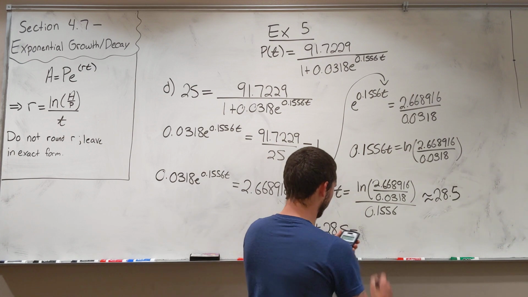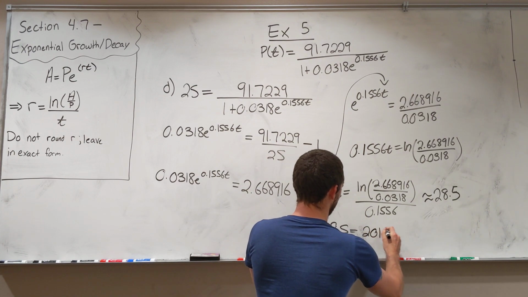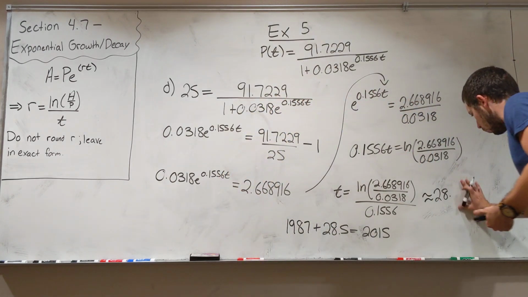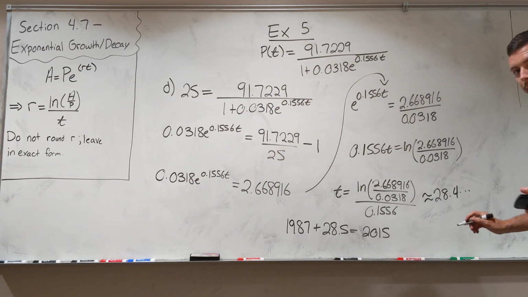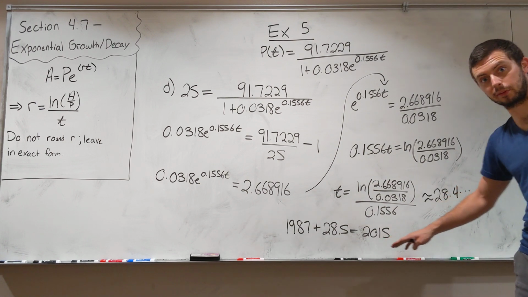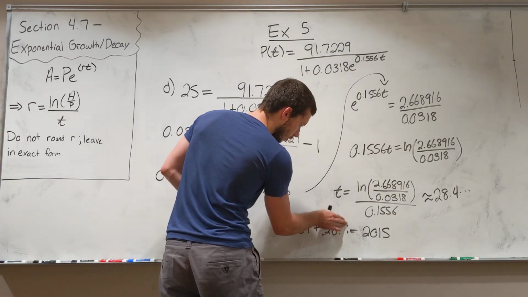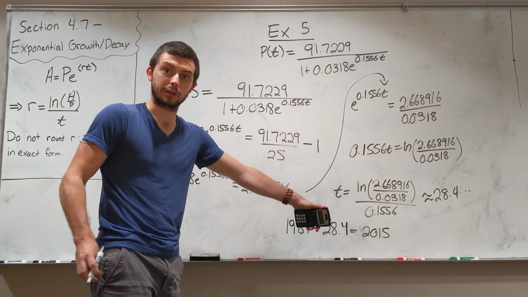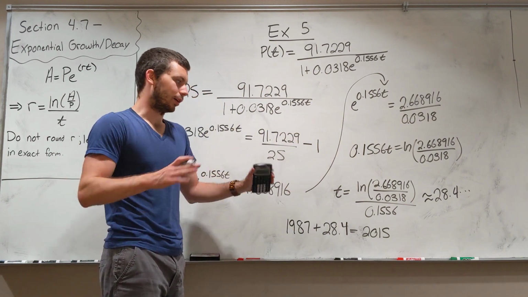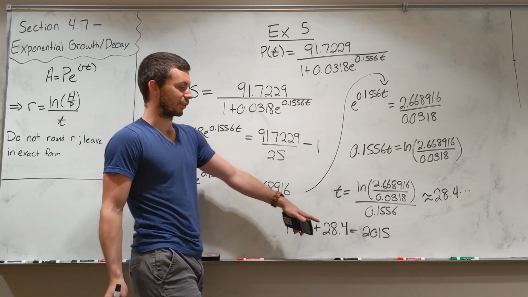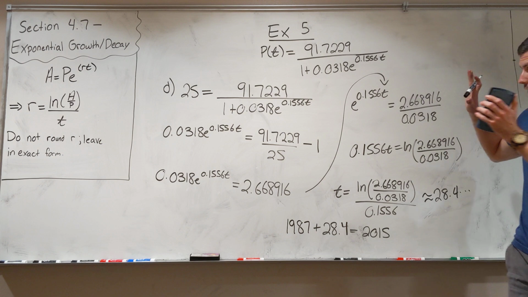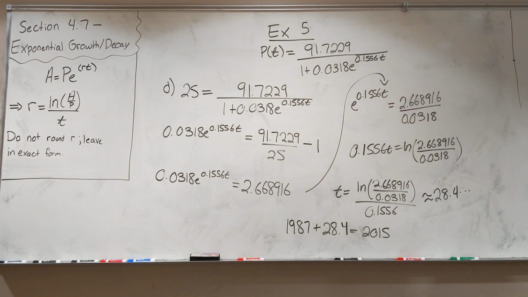I guess technically this was 28.4 and it goes on and on. I rounded too quickly, so it would have screwed up this answer. But you do get 2015. Again, it's not a fun problem. You might even get lucky and be able to guess the year. But other than that, just try to follow these steps for part D, and that would conclude this section.